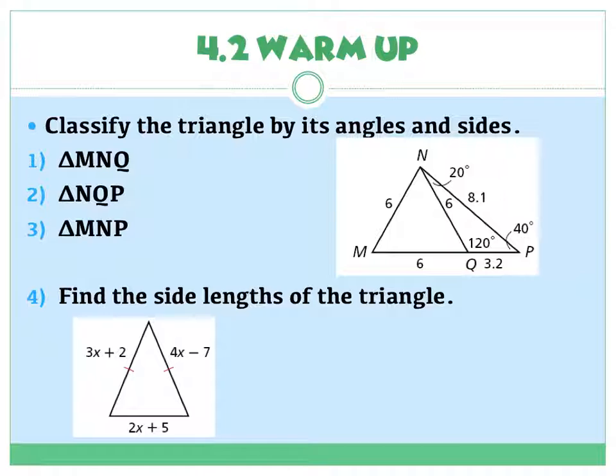Obtuse, which means one angle is more than 90. Right, which means one angle is right. And then acute, which means all of them are less than 90. Okay, that's what we talked about yesterday.